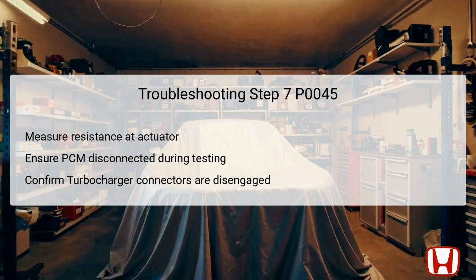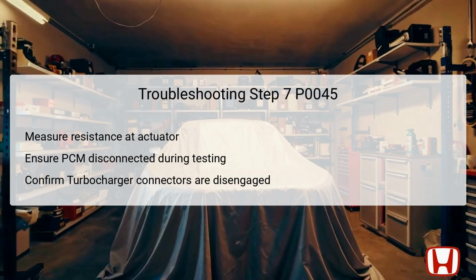In the seventh step, you will perform an internal circuit check of the Turbocharger Wastegate control actuator. First, ensure the vehicle is in the off-lock mode and the PCM connector E, along with the turbocharger 5P connector, is disconnected to prevent any electrical interference. Using a multimeter, measure the resistance between male terminal number 1 and male terminal number 5 at the actuator side of the turbocharger 5P connector.